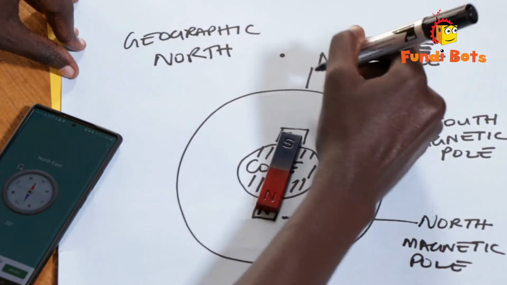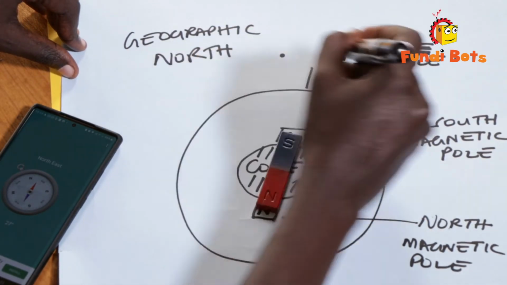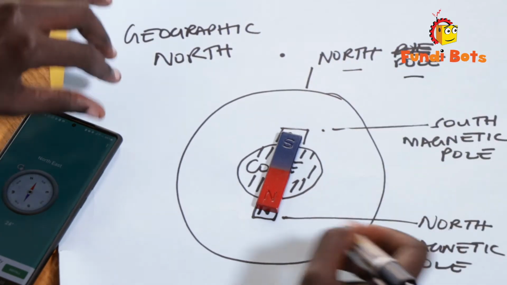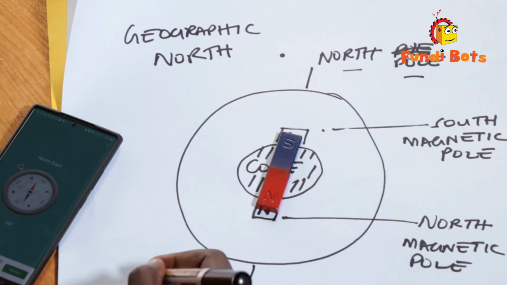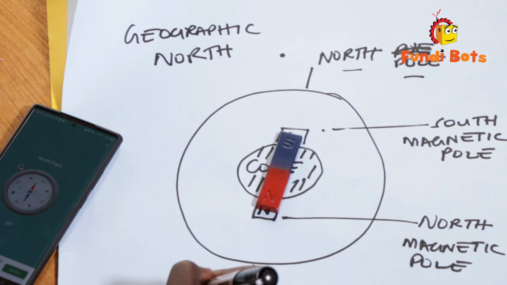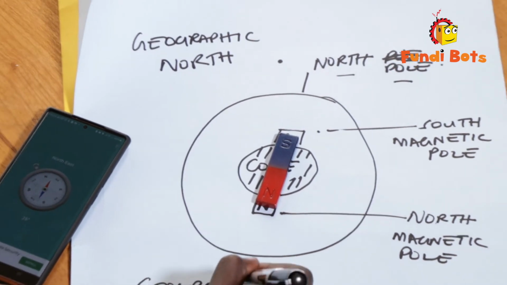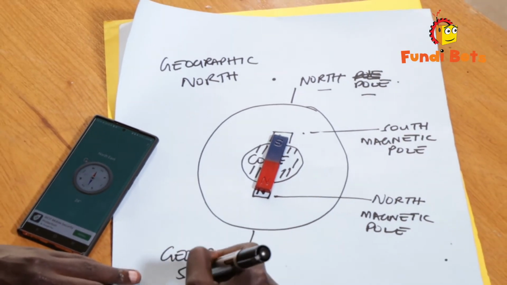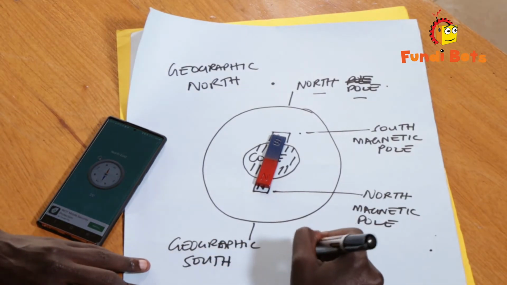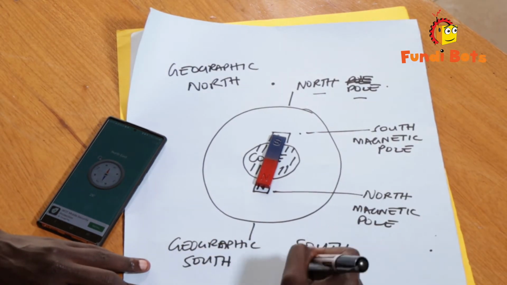So at the top of the Earth, we have the geographic north, also called the North Pole. And at the bottom of the Earth, we have the geographic south, also called the South Pole.